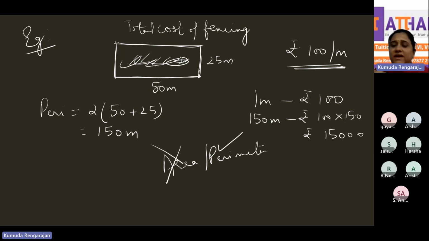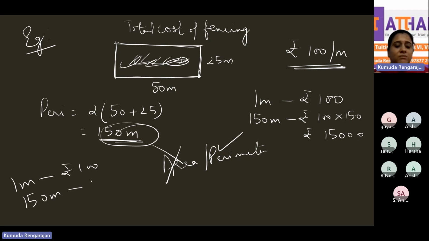And what is the perimeter of a rectangle? 2 into L plus B, so 150 meters. Now, what will you do with 150? How much did that man charge me for fencing 1 meter? He said 100 rupees. So now your perimeter, the length of the boundary of your plot, is 150 meters. How will you calculate how much money you have to pay him? For 1 meter, he's charging 100 rupees. Then for 150 meters, 150 into 100, which is 15,000 rupees.